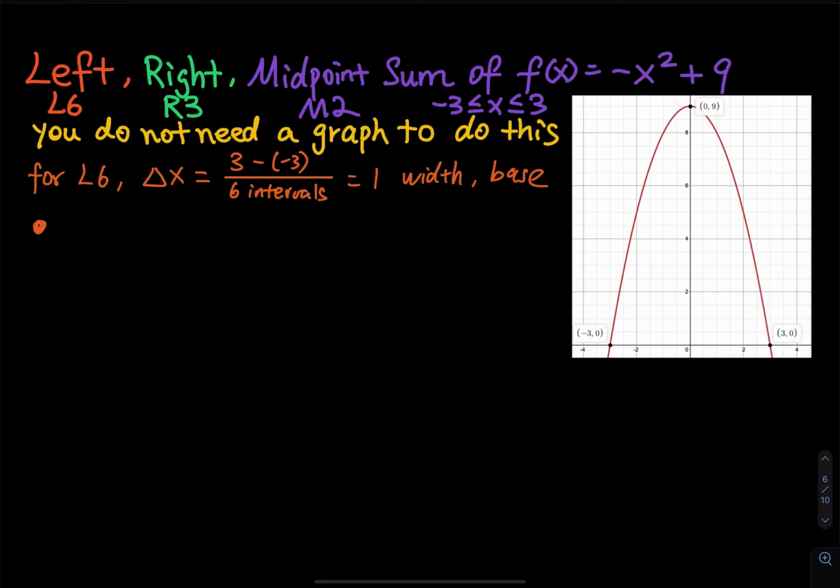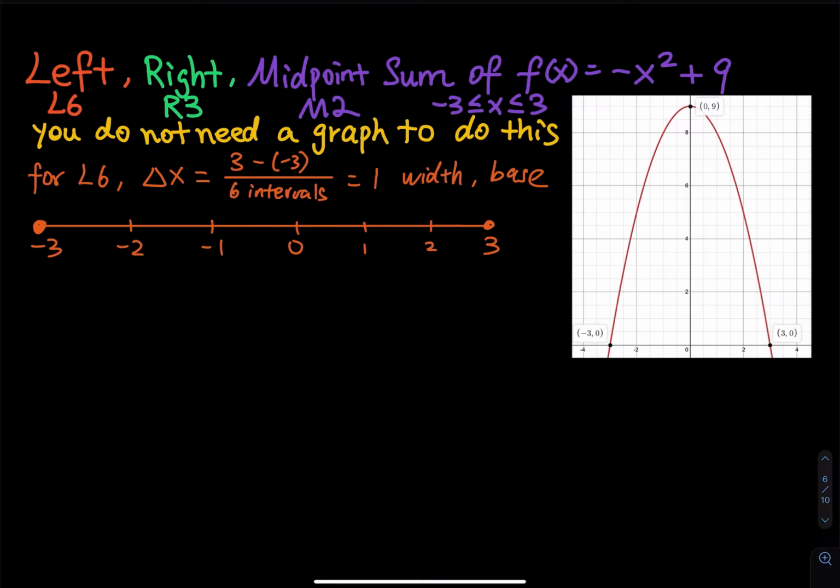So we start at negative 3, and then we draw a line. The width is 1, so you jump 1 unit at a time: plus 1, plus 1, plus 1, plus 1, plus 1, and then you stop at 3. Make sure you have 6 intervals. So we have 1, 2, 3, 4, 5, 6 intervals.